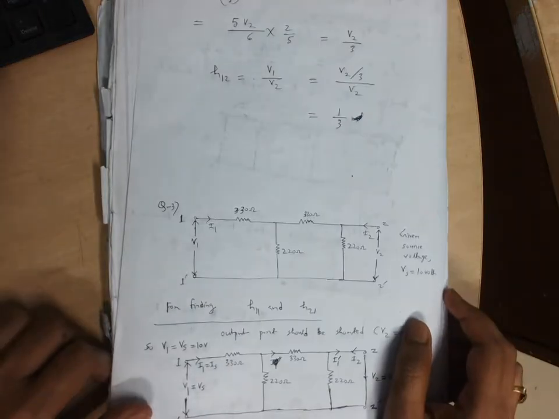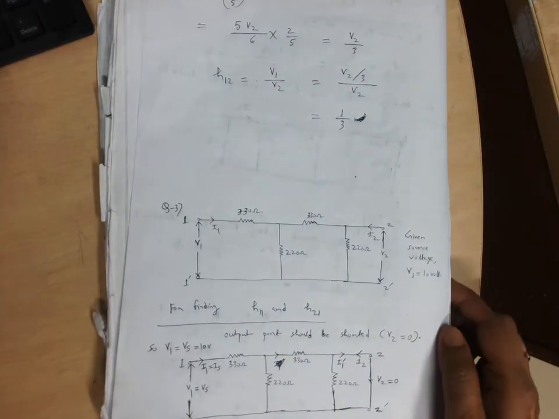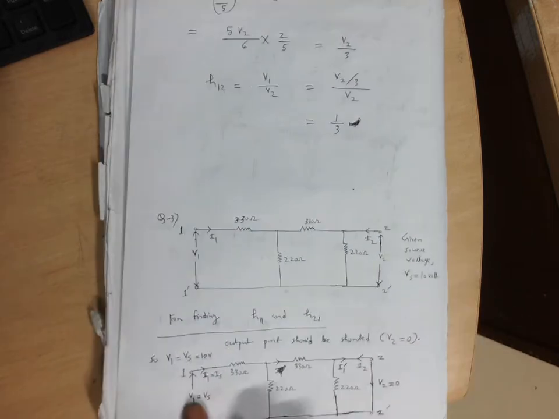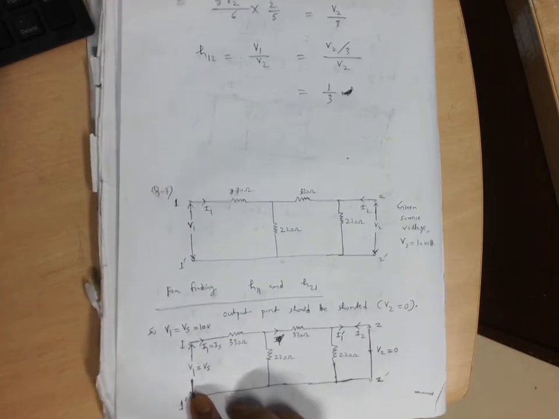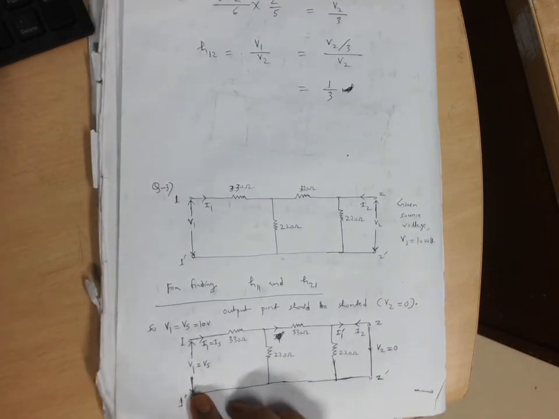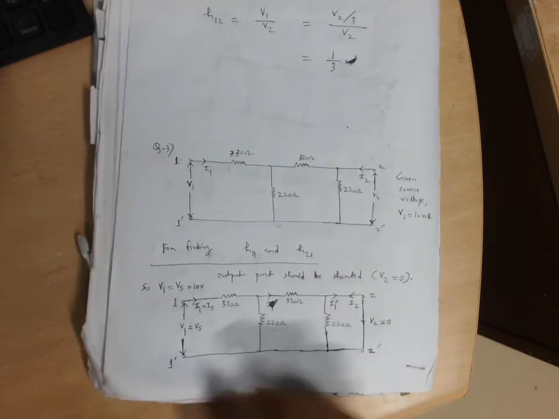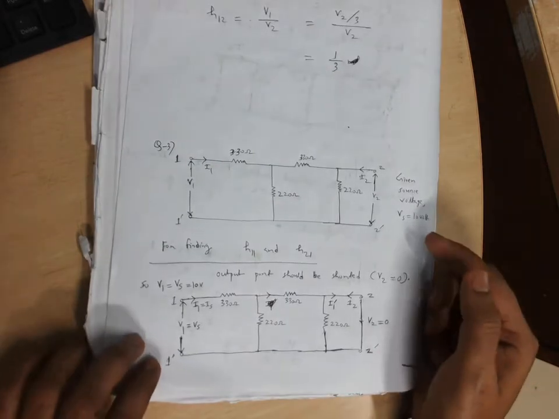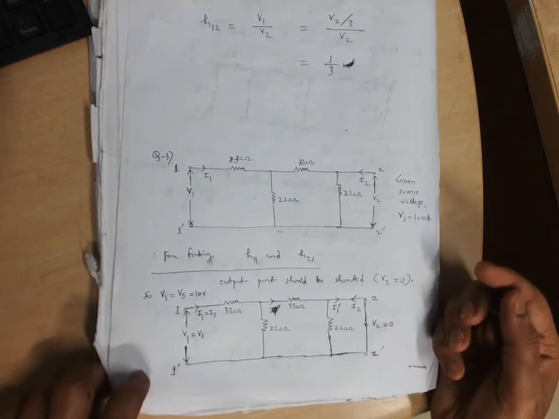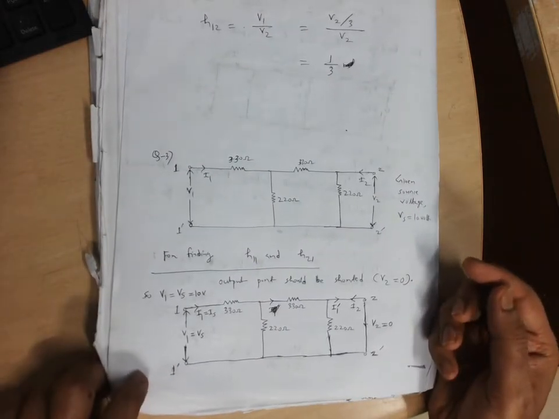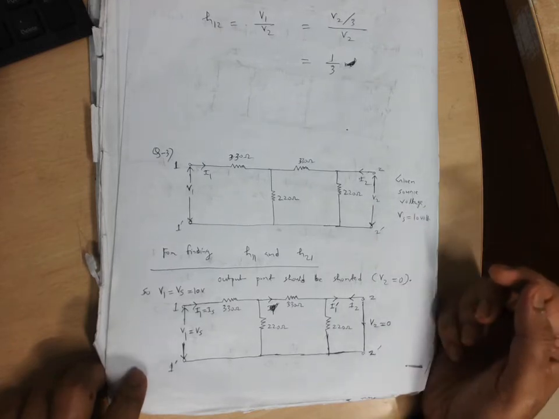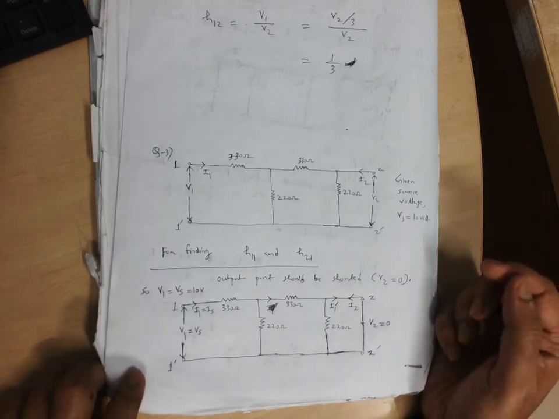Good afternoon, students. In the last class I discussed the hybrid parameters. I have shown how to find the calculated values of hybrid parameters. This is the third problem which I discussed in that class, and I showed how to find the calculated value for this specific problem. Today I will show how to find the observed value of all the hybrid parameters.